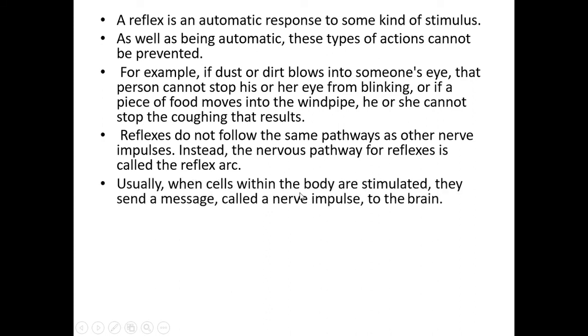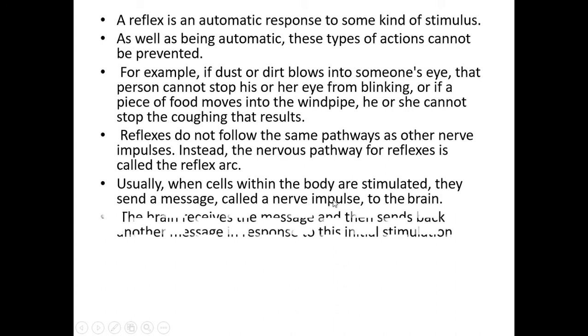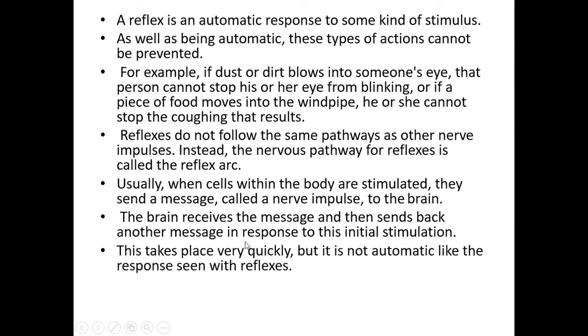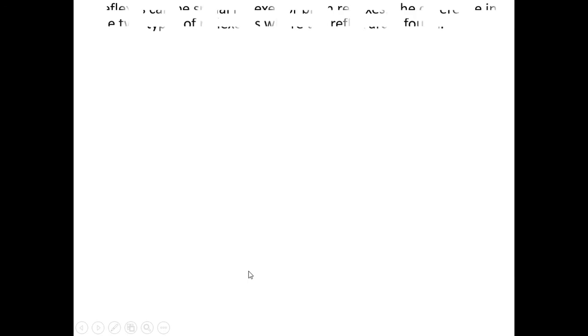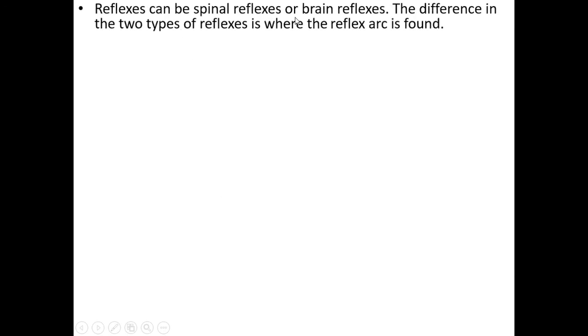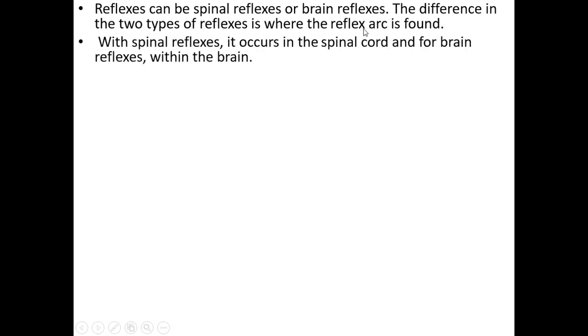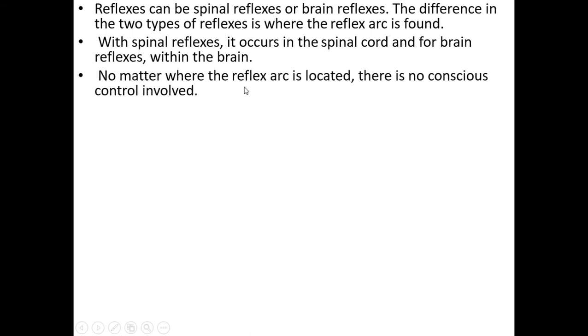Usually, when the cells within the body are stimulated, they send a message, the nerve impulse, to the brain. The brain receives the message and sends back another message in response to the initial stimulation. This takes place very quickly but is not automatic like the response seen with reflexes. Reflex can be spinal reflex or brain reflex. The difference is where the reflex arc is found. For spinal reflex, it is in the spinal cord, and for brain reflex, it is within the brain. No matter where the reflex arc is located, there is no conscious control involved.